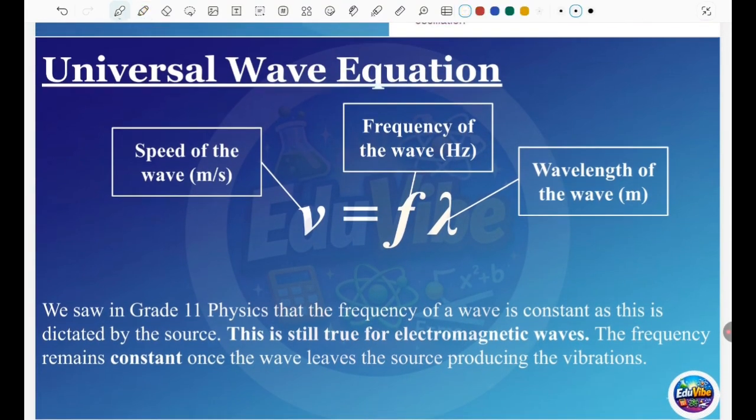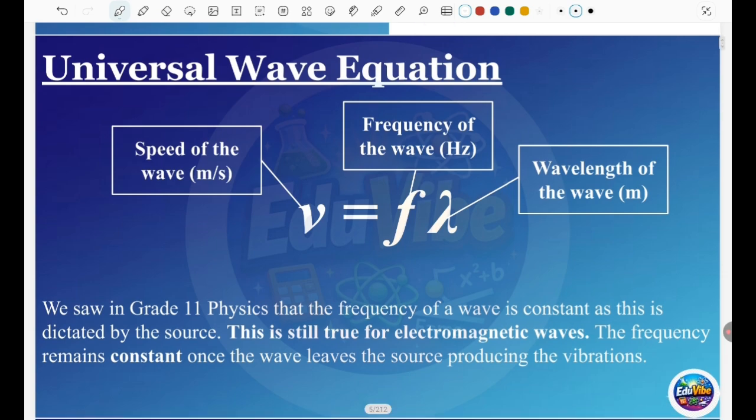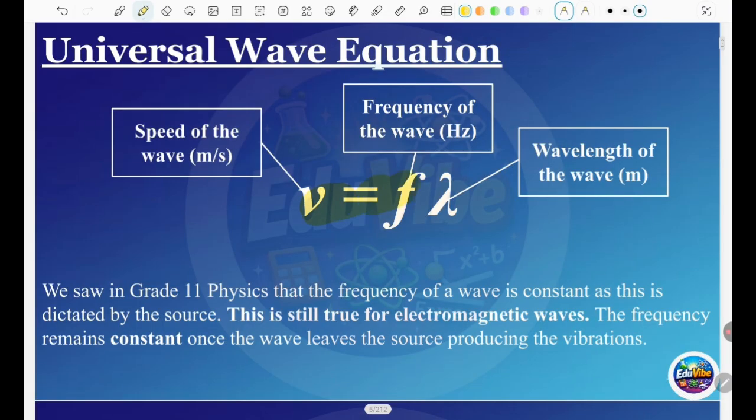To calculate this, you learned the formula already in grade 11 physics: v equals frequency times wavelength. v is the speed of the wave, f is the frequency, and lambda is the wavelength. You already did in grade 11 physics that the frequency of the wave is constant, as determined by the source. This is still true for electromagnetic waves too. Once the wave leaves the source producing the vibrations, the frequency remains constant.